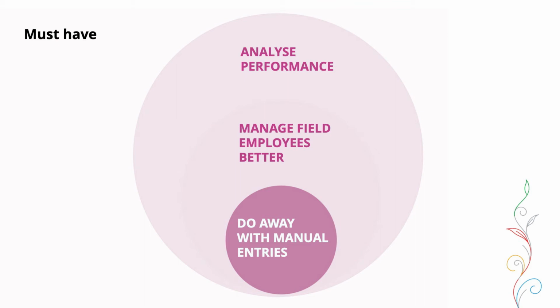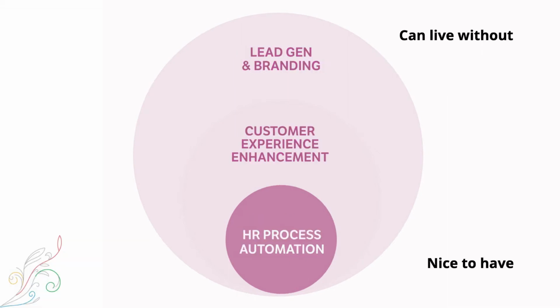So what is their need? What are the must-haves that they would need? The must-have is that they have to do away with the manual entries. That is key, because they have a lot of data. Since they also have a recruitment consulting firm, they will have a lot of information, a lot of resumes, back-to-back with them. So they need to do away with the manual entries. And for the employees who will be on field, they need to manage their field employees much better, and also analyze the performance of their employees both on ground and on field. This is the must-have that they would need. And nice to have would be the HR process automation.